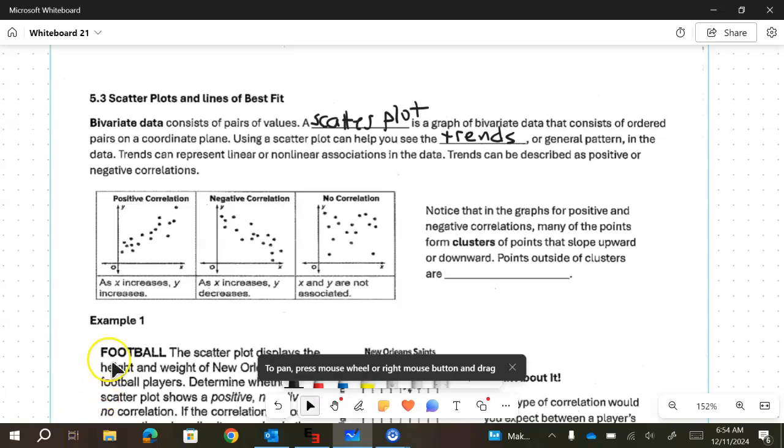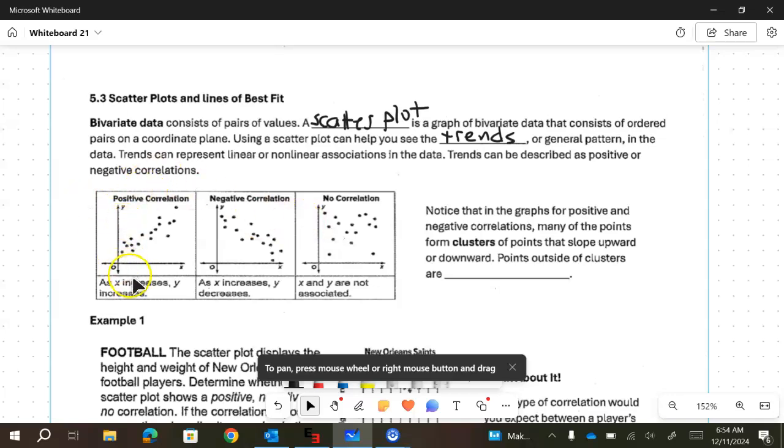So notice in these three graphs here, we see some patterns. It's really the same thing as slope. When the data is going upward like this, when x increases, y increases, we say it has a positive correlation. When you see a negative slope where things are going down, as x increases, y decreases, we say it's negative. If they're just randomly scattered all over, we say there's no correlation in that data.